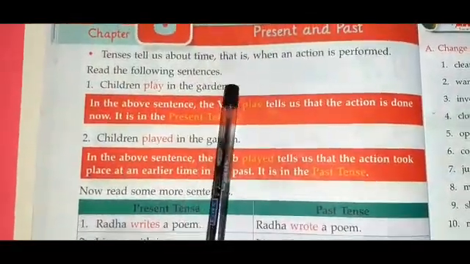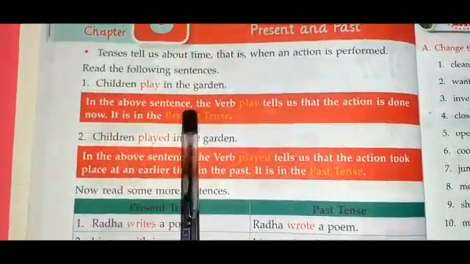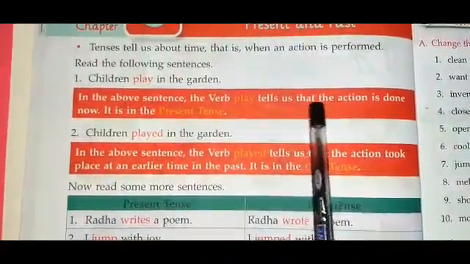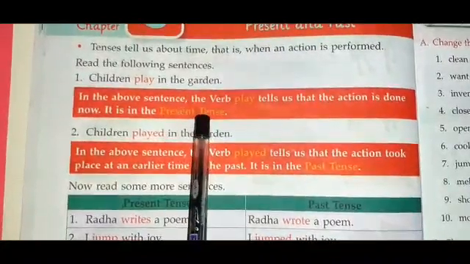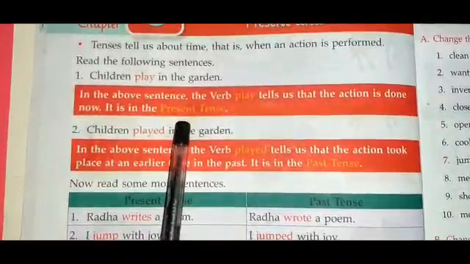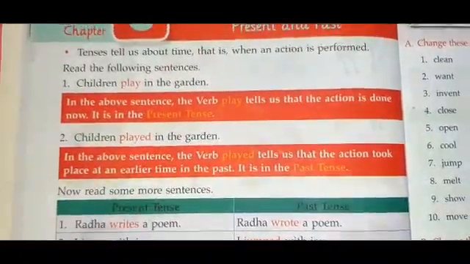Read the following sentences. Number 1, children play in the garden. In this sentence, the verb is play. It tells us that the action is done now. It is in the present tense. So we use present tense to talk about an action that is happening now, that is performed now.